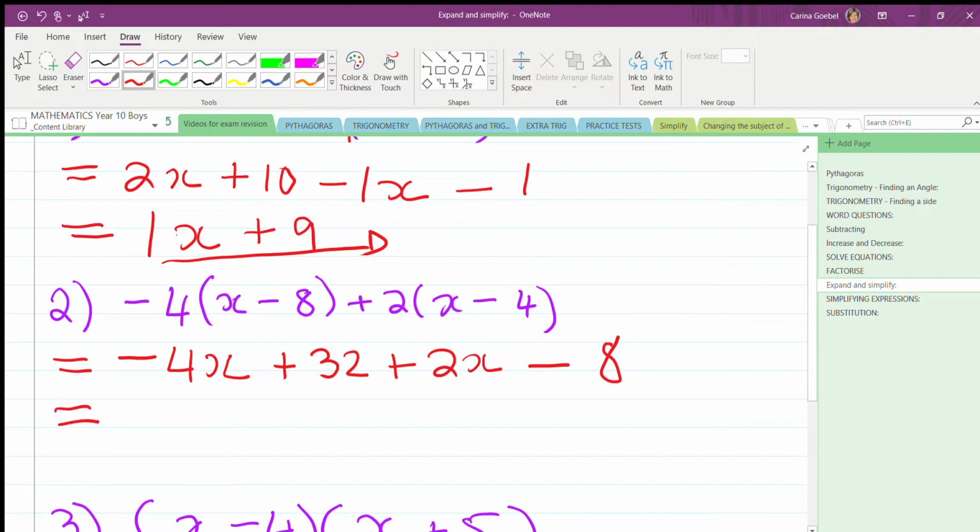Minus 4 plus 2, so that gives you minus 2x. Plus 32, subtract 8. 32 take away 8 will be, what's that, 24.